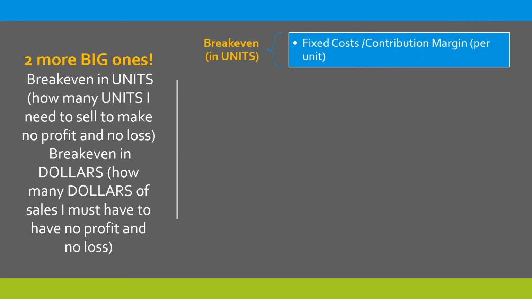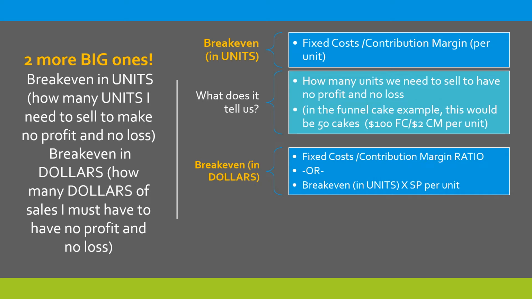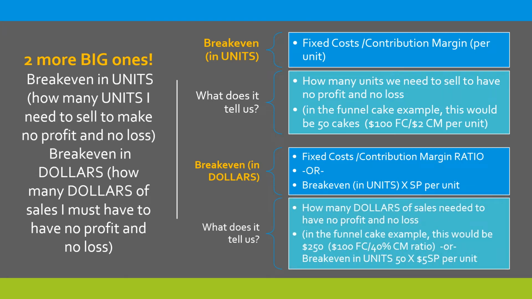So break even in units. Formula is, let's take our fixed costs and divide by contribution margin per unit. And this will tell us, of course, how many units I have to sell to have no profit and no loss. So in the funnel cake example, that would have been 50 cakes. Break even in dollars is that we're going to take fixed costs and divide by the contribution margin ratio. Or an even quicker and dirtier way is if I have break even in units, I can multiply it by selling price. So what does it tell us? How many dollars I need to sell to have no profit and no loss.